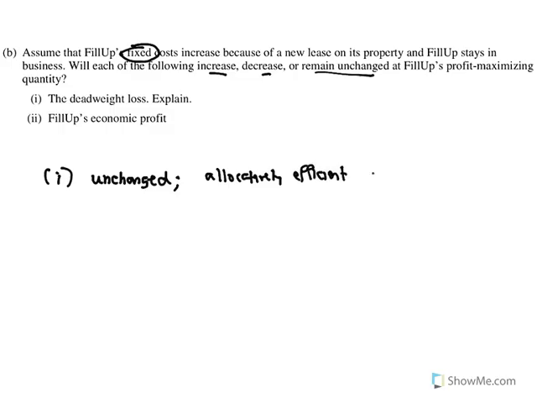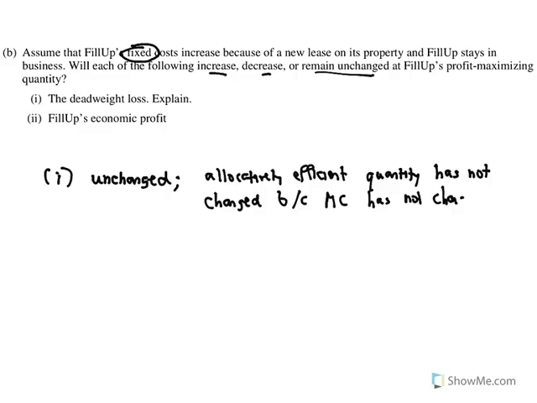efficient quantity, sorry about that, let's write that slightly neater. Quantity has not changed because marginal cost has not changed. And if you have a different answer and wonder whether it would work, feel free to leave it in the comments, and I'll try to answer as many of those as I can. But it's going to be unchanged. The allocatively efficient quantity has not changed because marginal cost has not changed.